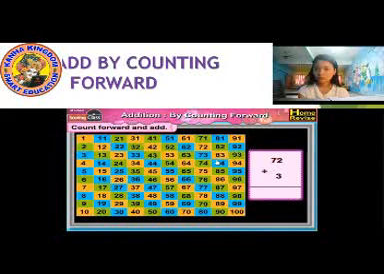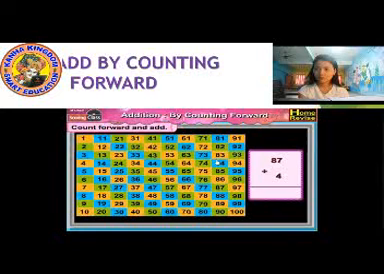72 plus 3. 72 plus 3 would be 73, 74, 75. So 72 plus 3 is equal to 75.